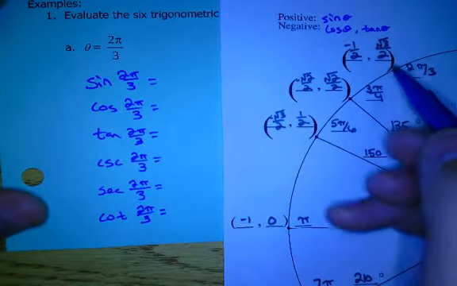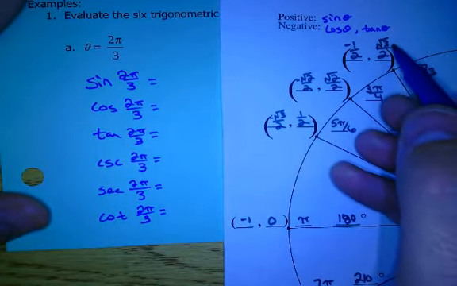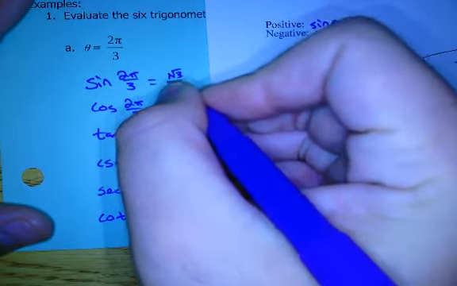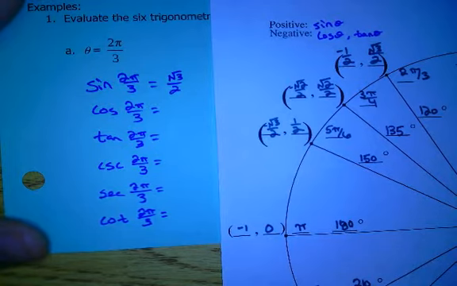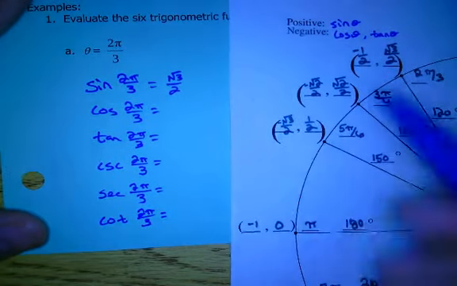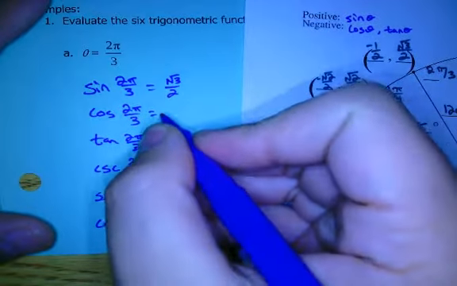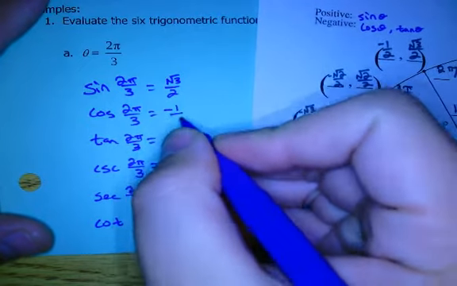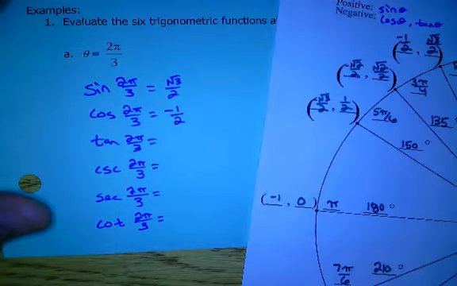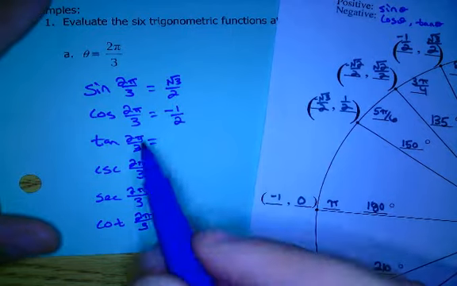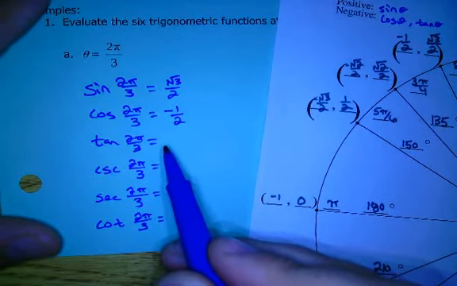So what is sine of 2 pi over 3? It's root 3 over 2. What is cosine of 2 pi over 3? Negative 1/2. What is tangent?